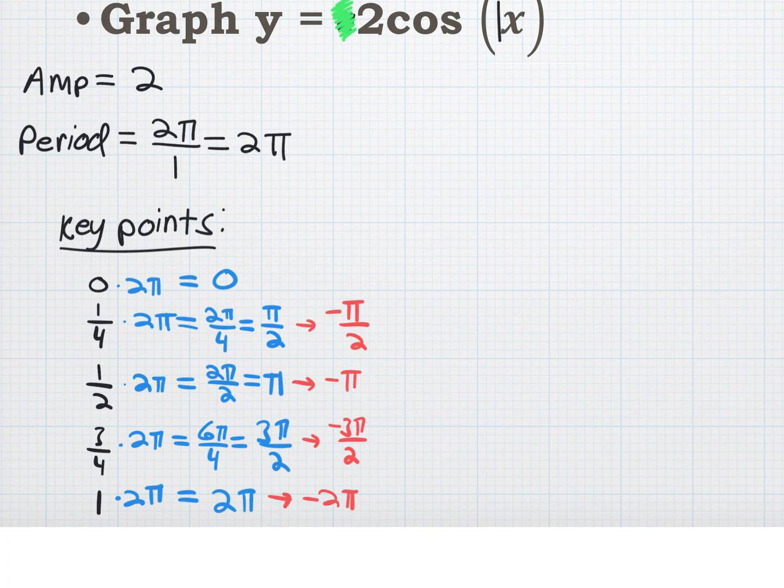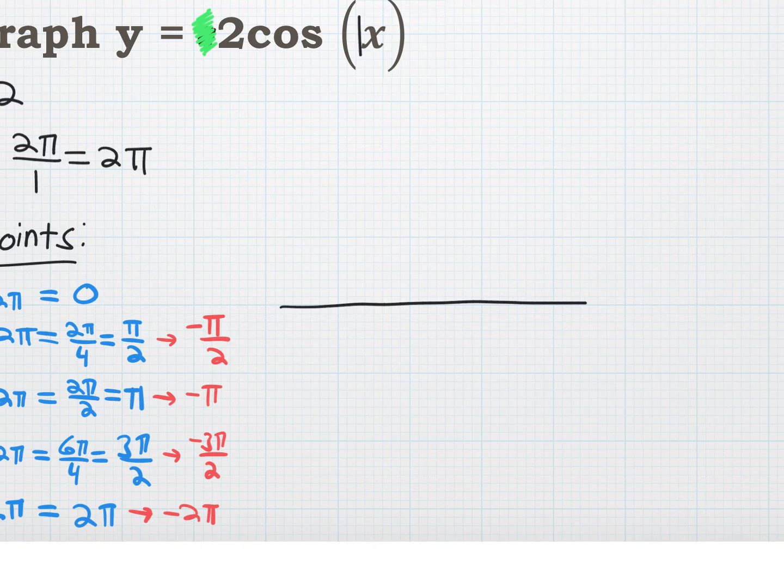All right, that was the challenging part, actually getting those numbers. And then from here, we can just plot them, right? So I'm going to sketch a little graph.